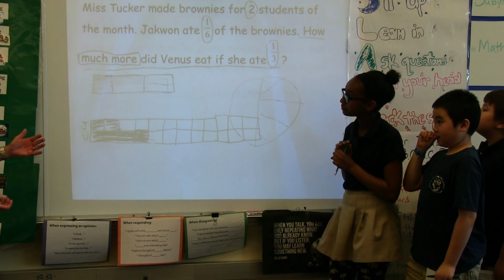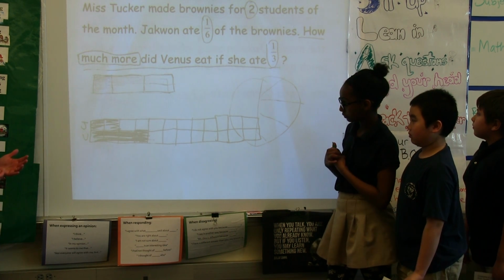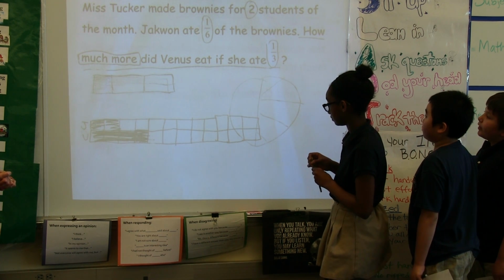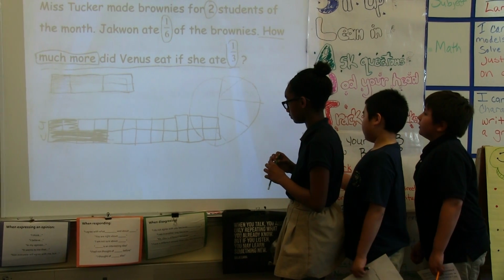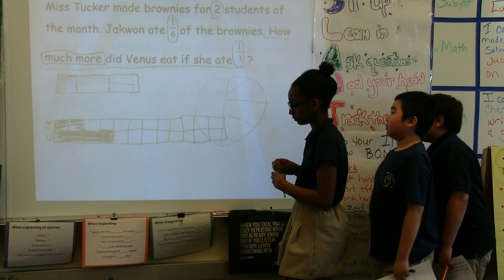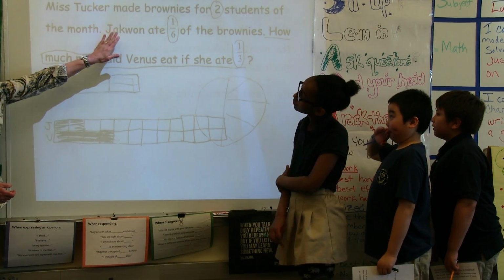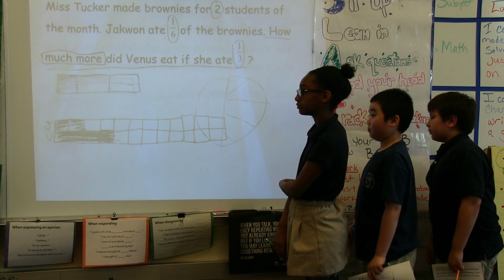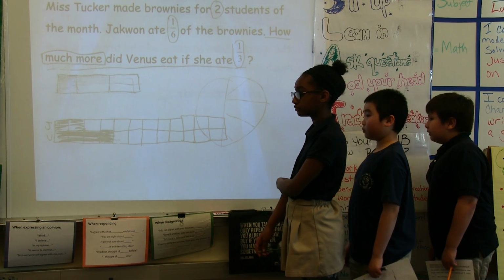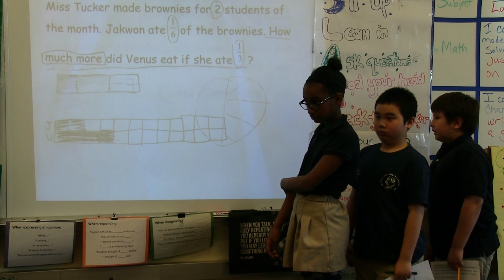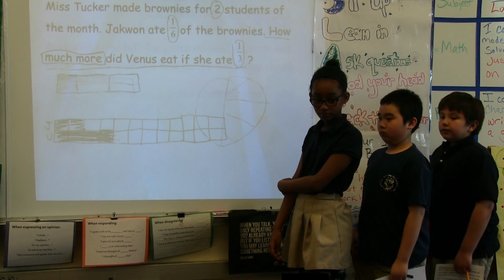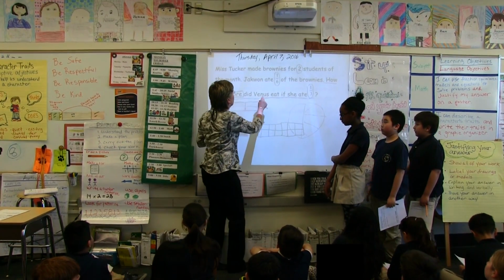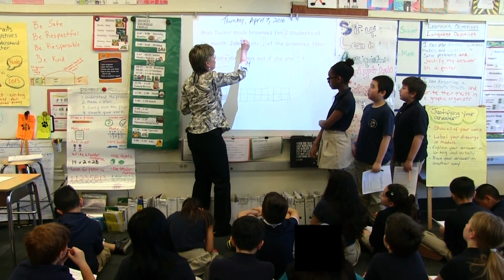Okay, so 12 brownies. What was the problem asking you to find? How many more brownies did Venus eat than Jaquan? How much did you figure out Jaquan ate? 2. And how much did Venus eat? 4. So what do you think? Do you think they came up with a reasonable answer? Raise your hand if you can. Venus had 4 and Jaquan had how many? 2.